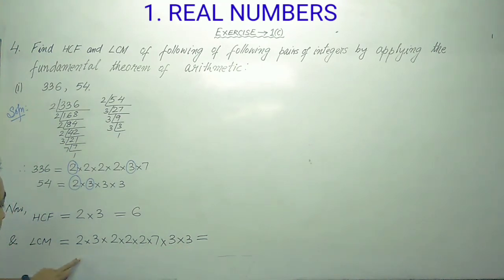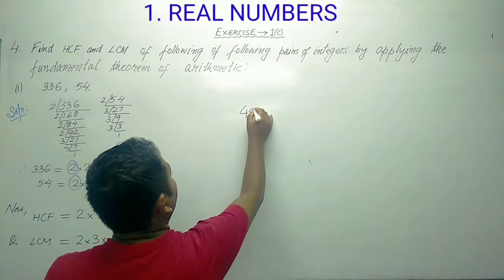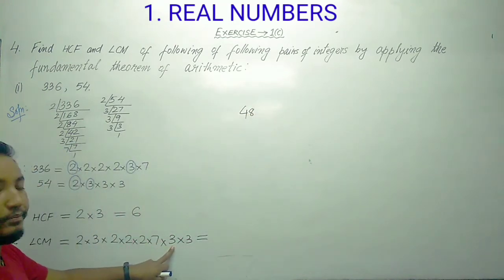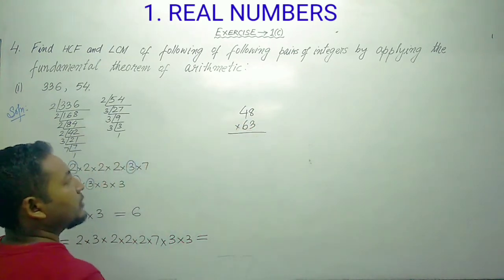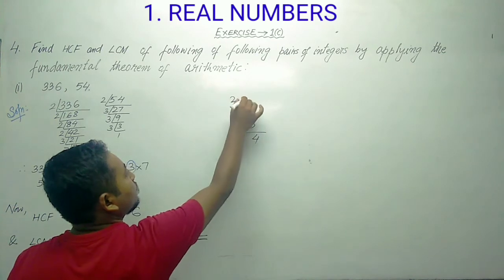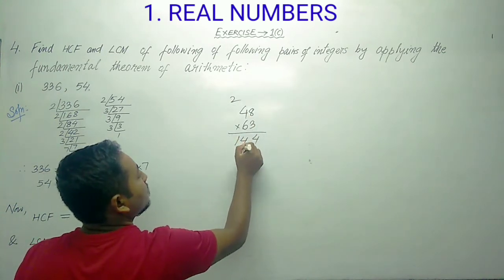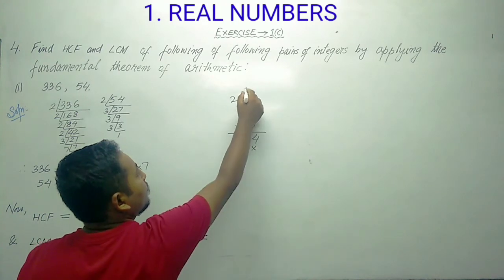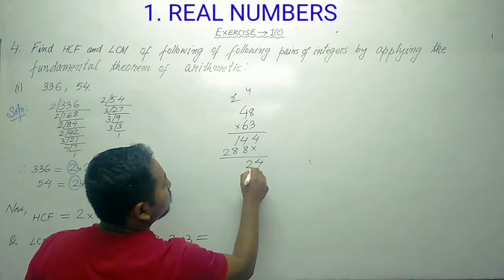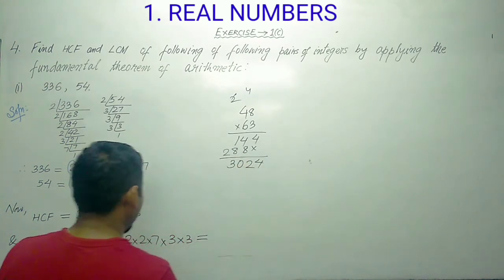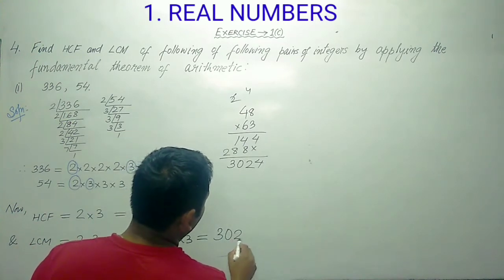Let us multiply. How much do we get? 2 3s are 6, 6 2s are 12, 12 2s are 24, 24 2s are 48. Okay, let us write down here 48. 7 3s are 21, 21 3s are 63. Let us multiply. 3 8s are 24, carry 2. 3 4s are 12, 14. 6 8s are 48, carry 4. 6 4s are 24 plus 4, 28. So our answer is 3024.